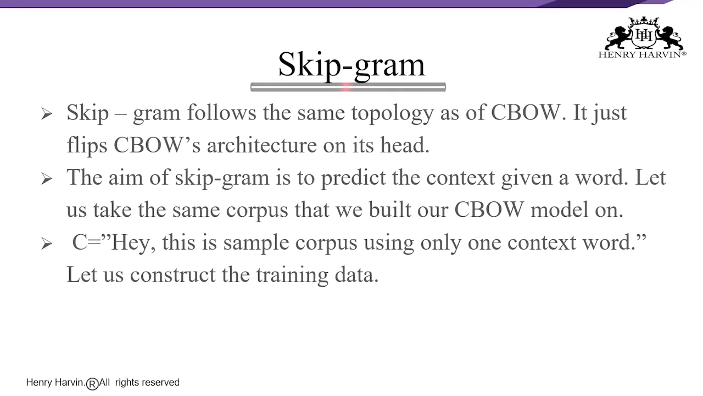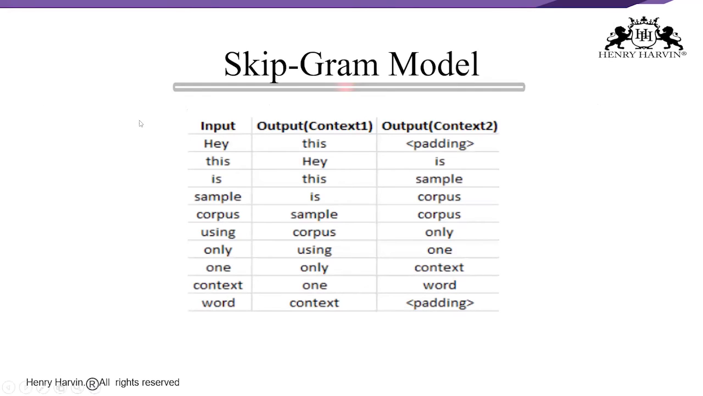The same corpus that we built for CBOW will be taken. Hey, this is a sample corpus using only one context word, right? So here you can see the output context: this, right? This, and then here, hey, right? This I have written, and then this is again hey. Again, this is a sample corpus using only one context. So let us try to understand what this is.